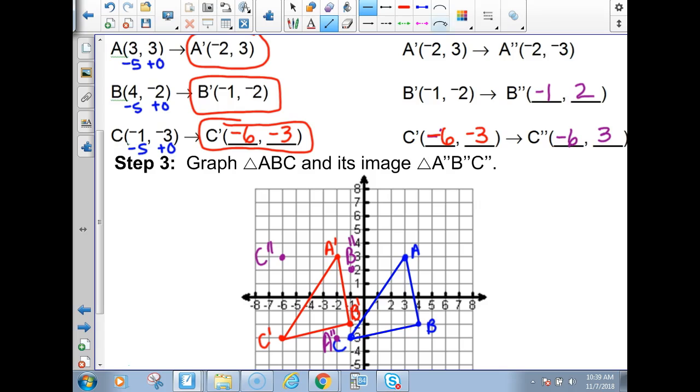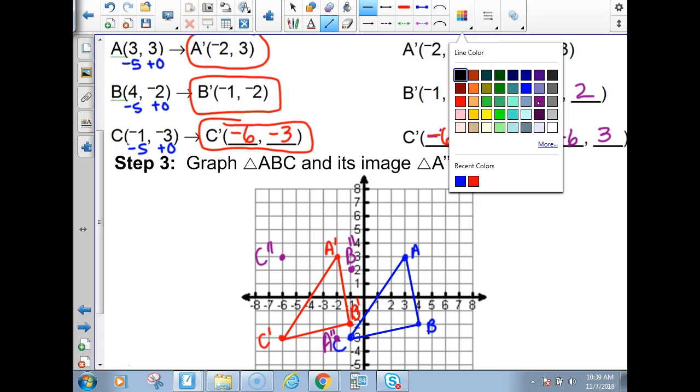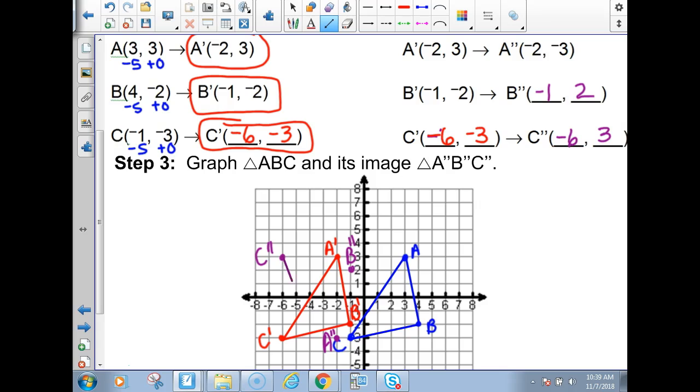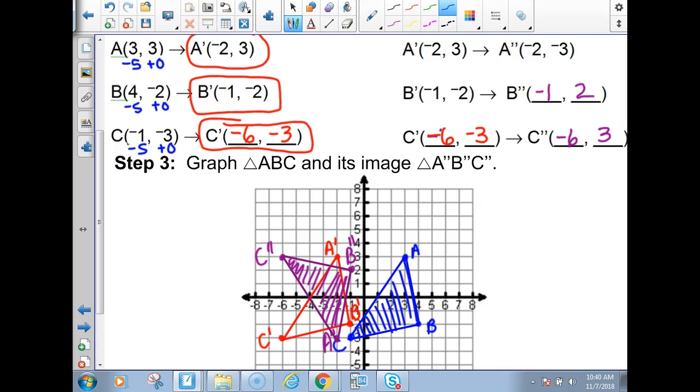I'm going to grab my tool for drawing the segments and connect my points. Quite the busy picture. That's the final drawing. I'm just shading in while you guys are finishing drawing your triangle. Just because I can.